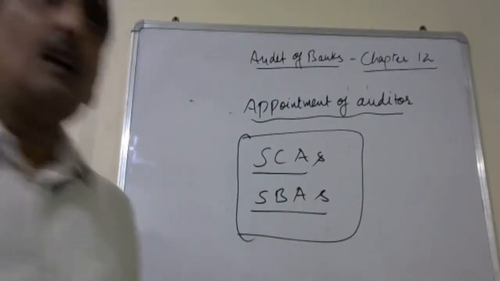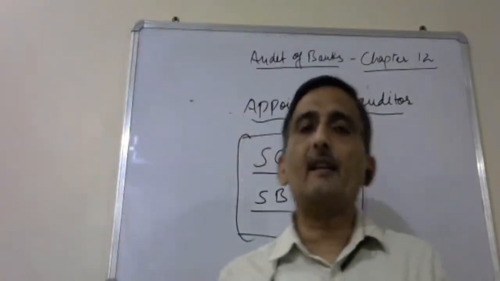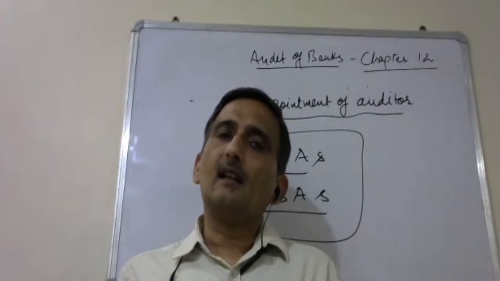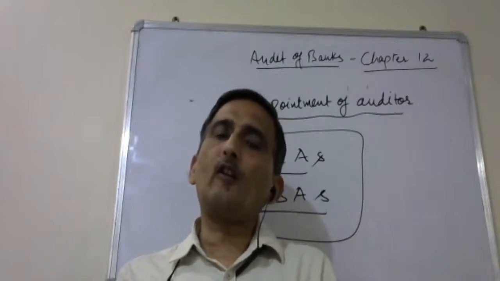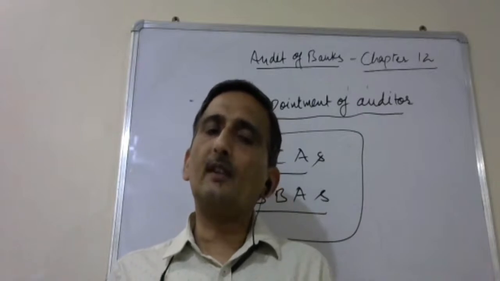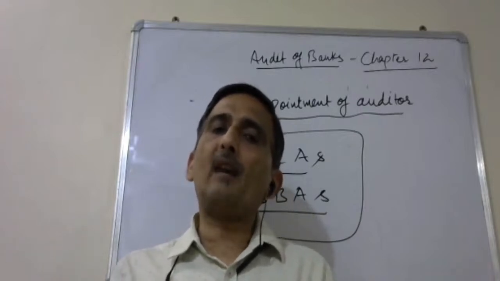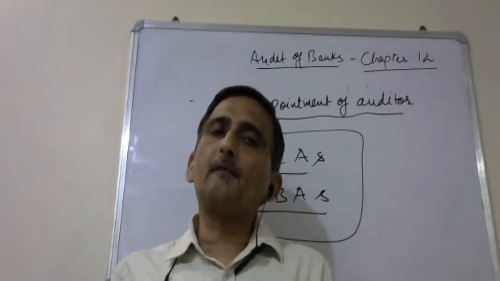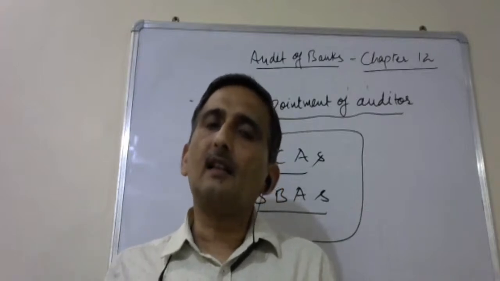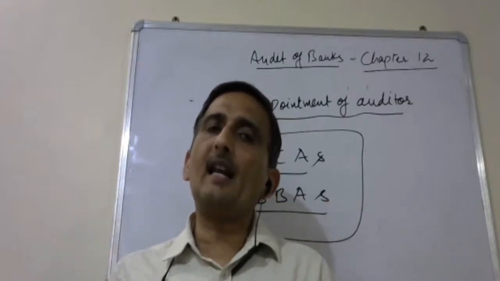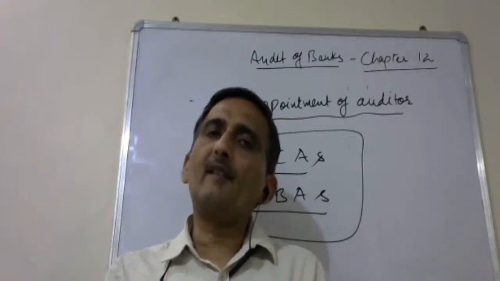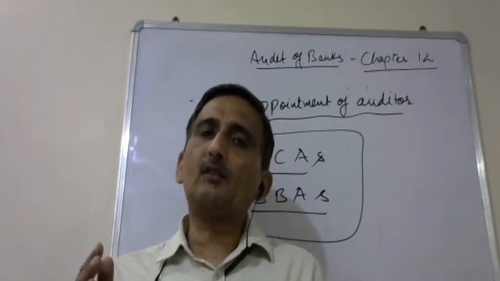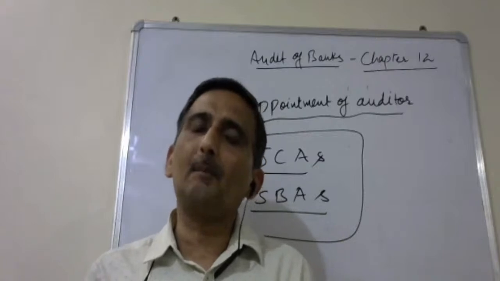And all the powers of auditor which a company auditor has, the same powers are vested in the auditor of a bank or auditor of a branch of a bank. Okay, so those powers are identical, like the powers to call for information and explanation, the power to inspect books of accounts and records, etc. All which you have read in your company audit. Same powers are applicable here also in case of a banking company.